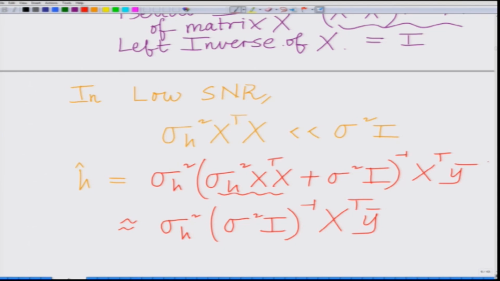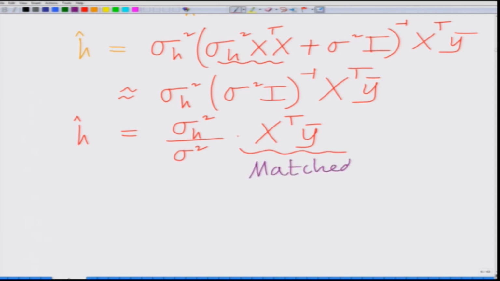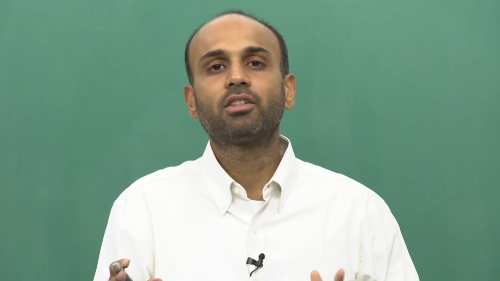I have to write y bar over here, and what is this? Now, if you look at this, sigma square is a scalar, so this is simply sigma h square divided by sigma square times x transpose y bar. This is simply x transpose y bar, this is simply a matched filter, or your MF, because your signal is x, your y bar equals x h bar plus v bar, you are simply multiplying by x transpose into y bar, and of course a scaling factor, sigma h square divided by sigma square. This is simply your matched filter.